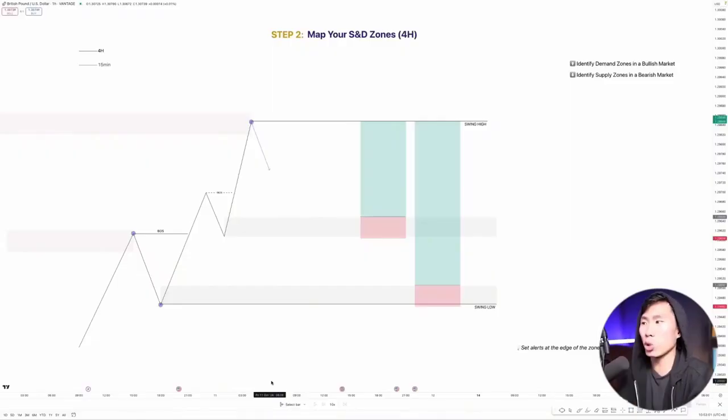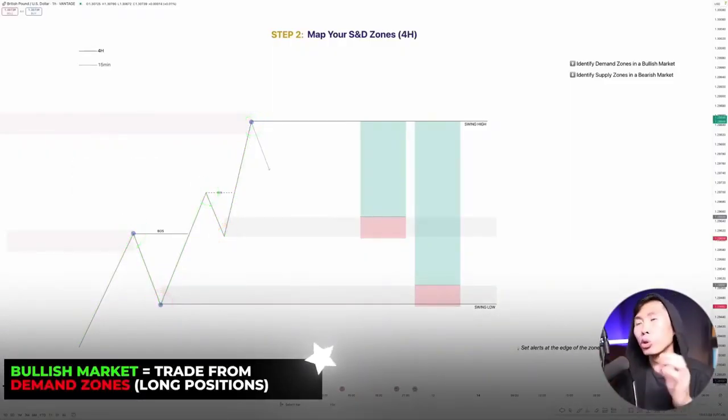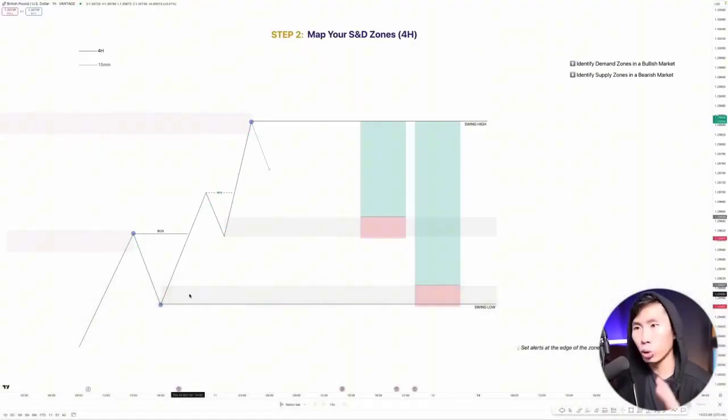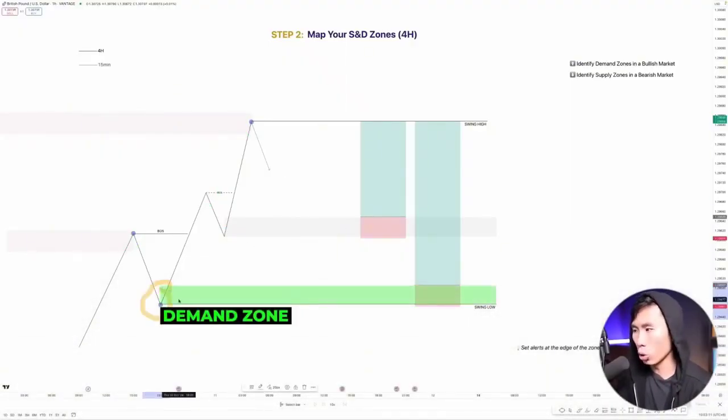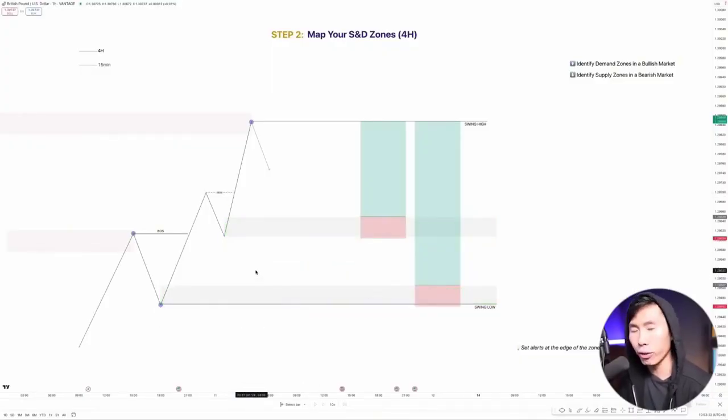So in this case, since we are in a bullish market where price is creating higher highs and higher lows, we want to trade from demand zones, right? So based on this, we are able to identify two demand zones. This is the first demand zone that was created after price broke structure, and then this is the second demand zone, right, which was created after price broke the internal structure right here on the lower time frame itself.